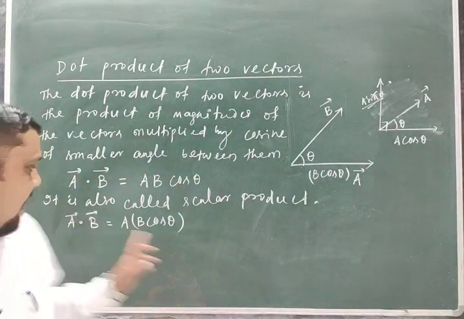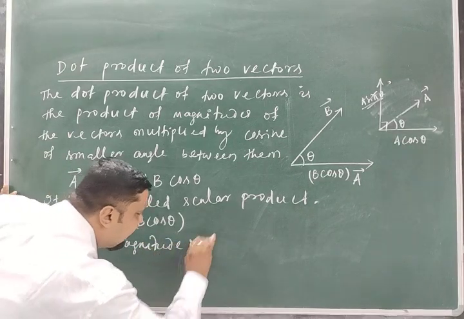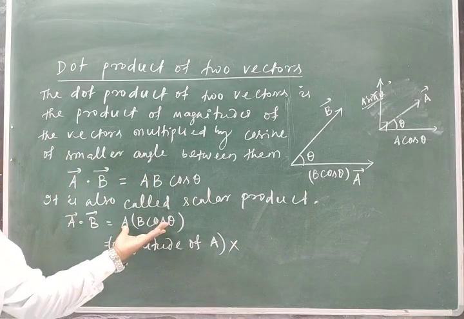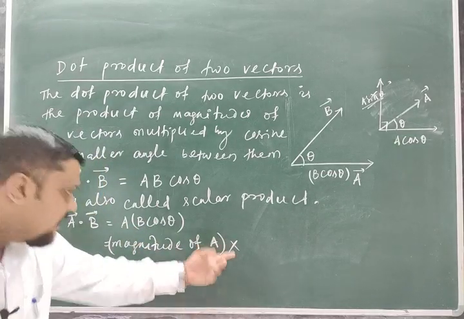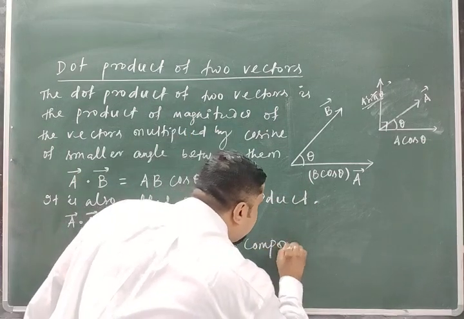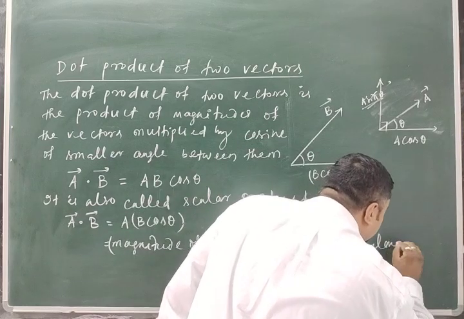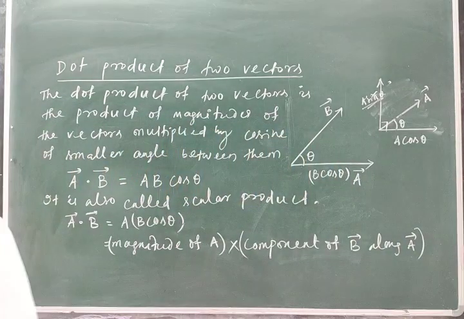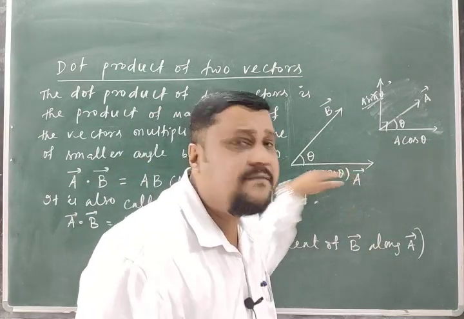Now I can write this as magnitude of A multiplied by B cos theta. Don't bother about the multiplication; this part is a scalar. Magnitude of A multiplied by B cos theta. I can write this as the component of vector B along A, or the component of B along the direction of vector A.